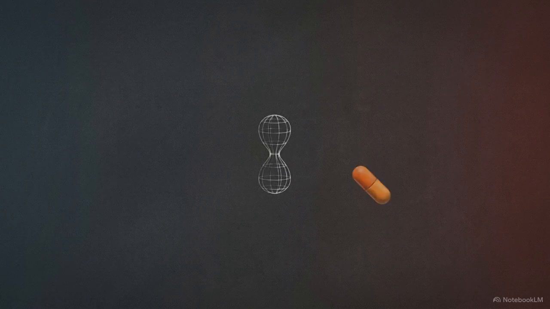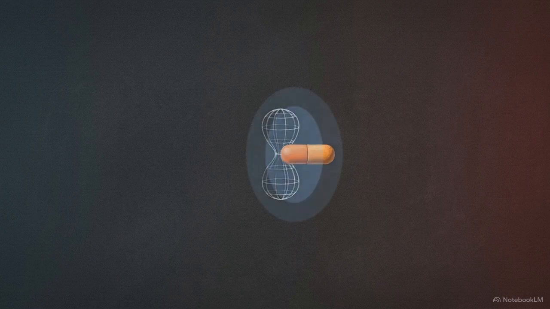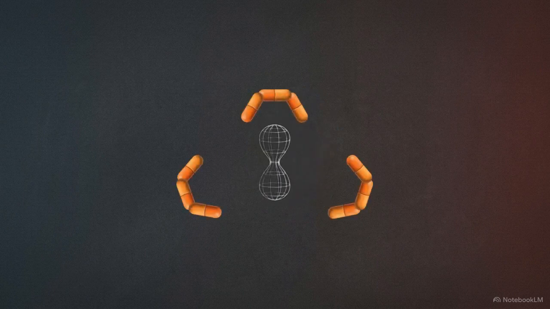Hyperconjugation occurs when filled sigma bonds, like carbon-hydrogen bonds, align parallel to the empty p orbital. This alignment allows electron density from sigma bonds to spill over and overlap with the p orbital. The stabilization depends on the number of alpha hydrogens.